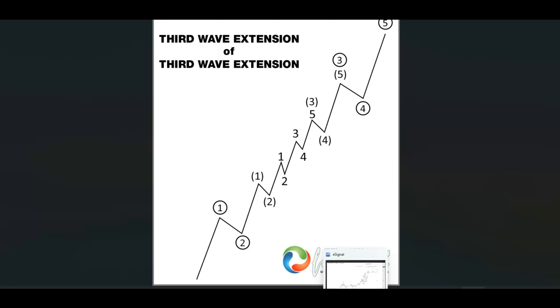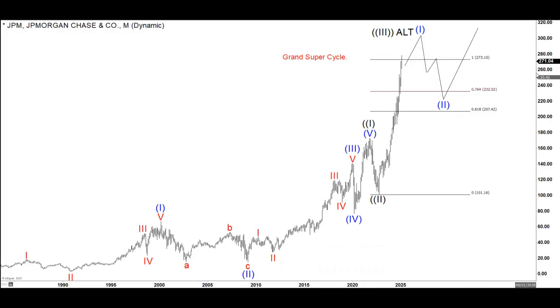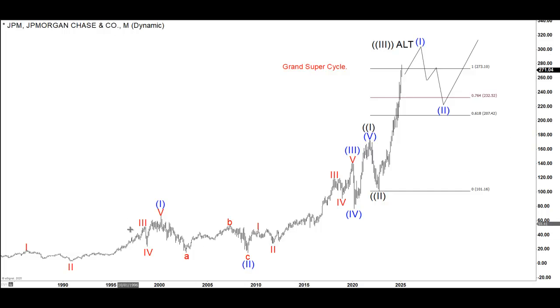We're going to take a look at JP Morgan here on the monthly chart. If we look at JP Morgan, we have 1, 2, 3, 4, 5. Then JP Morgan did a 3 waves pullback that ended during the financial crisis and reached 13.99. That's 1, 2 in blue. And then JP Morgan did again 1, 2, 3, 4, and a 5, with a 4 during COVID and then a 5.